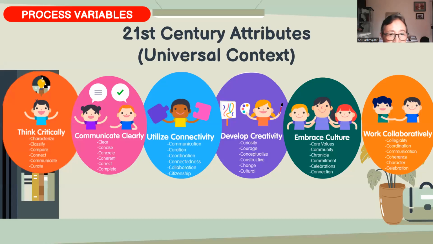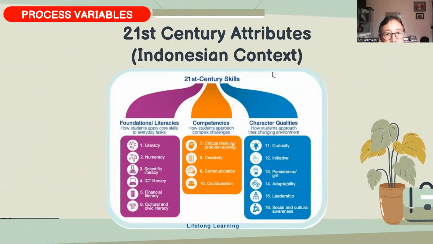Next slide, please. This is the universal context. Now we go to our country. This is the 21st century attributes in Indonesia. You have three: foundational literacy, competencies, and character qualities.